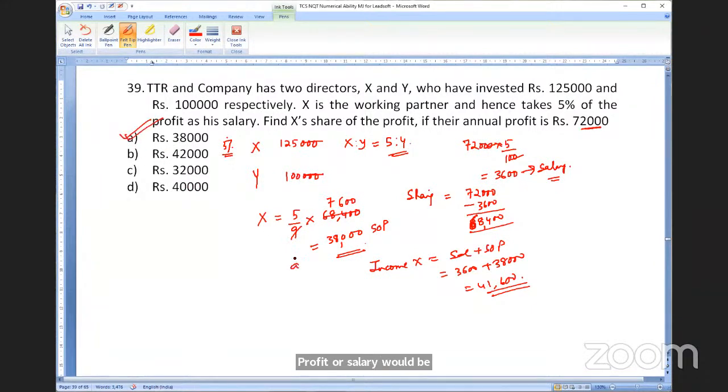Option A is the fit here. Please mind the words income, salary, and share of profit. So people are participating well. Do keep on practicing similar kinds of questions.